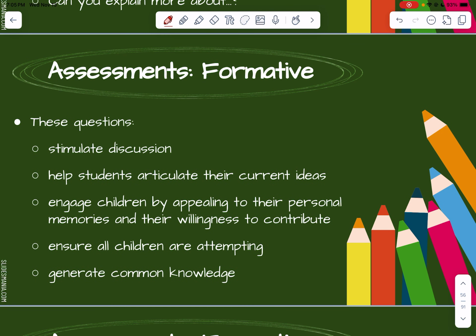These types of questions are going to stimulate discussion. They're going to help students articulate their current ideas. They're going to engage children by appealing to their personal memories and their willingness to contribute. It's going to ensure that all children are at least attempting, and it will generate a common knowledge.